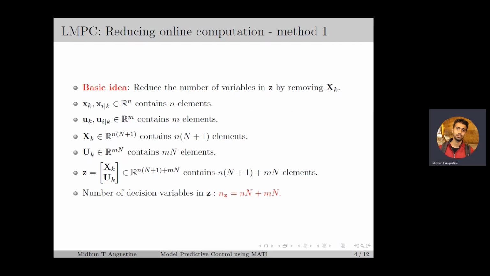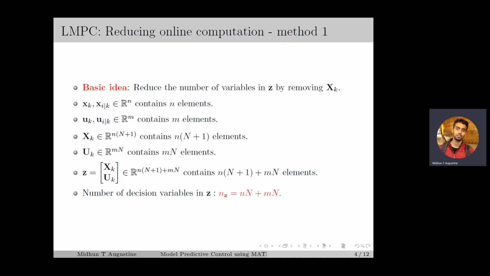In the first approach, we reduce the online computation of MPC by removing the predicted state sequence vector Xk from the decision vector Z, which reduces the number of decision variables of the optimization problem. This approach is suitable for MPC problems with no state constraints, or problems in which the state constraints can be represented in terms of control constraints.